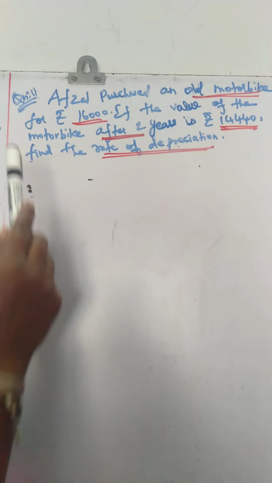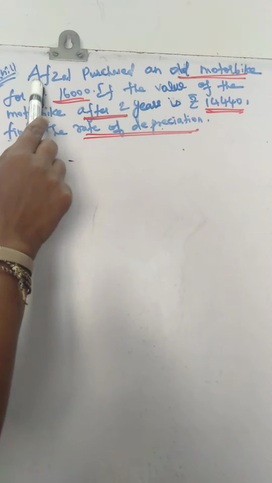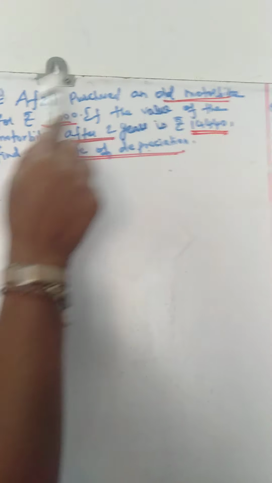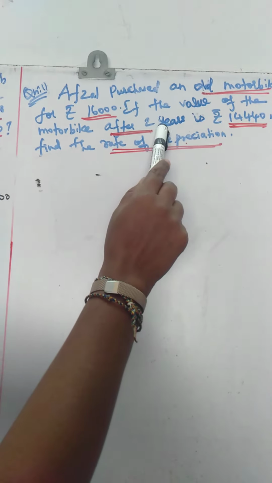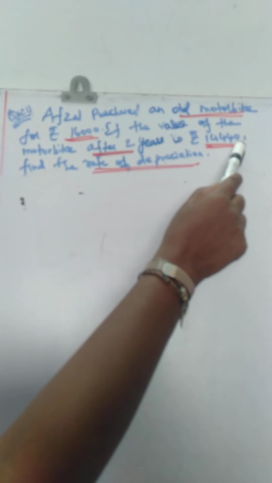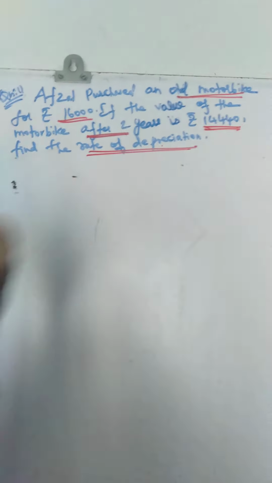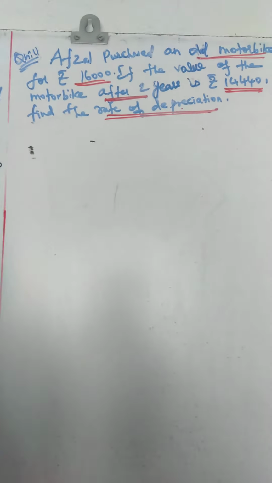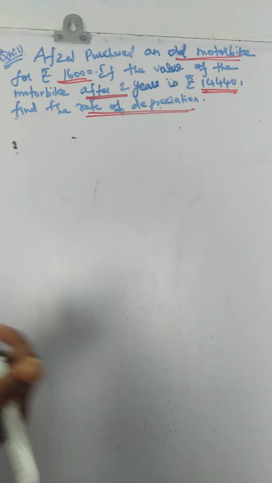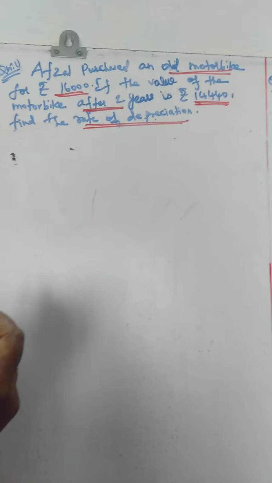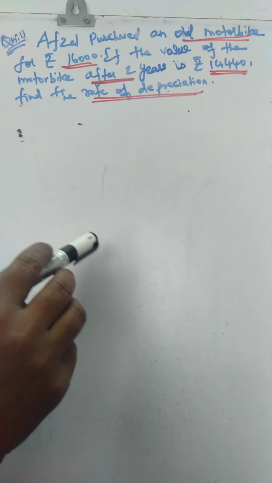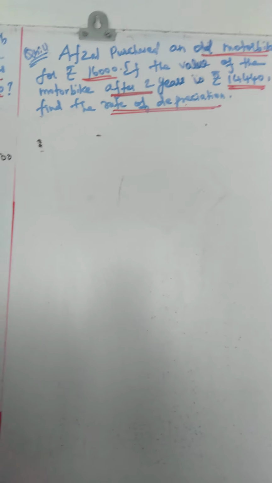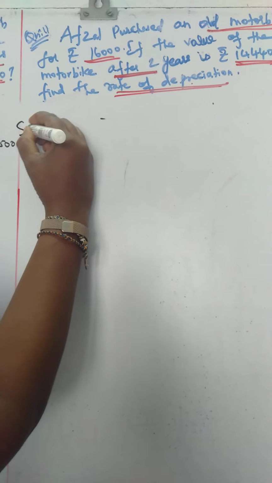Okay. The next question is question number 11. Afzal purchased an old motorbike for rupee 16,000. The value of the motorbike after 2 years is rupee 14,440. We have to find the rate of depreciation. Okay. So after 2 years, it is very clear that V naught will be the present value, right? Okay. Then it is depreciation so we want to use the formula V is equal to V naught into 1 minus R by 100 the whole power n. Okay. We will go to the solution part.